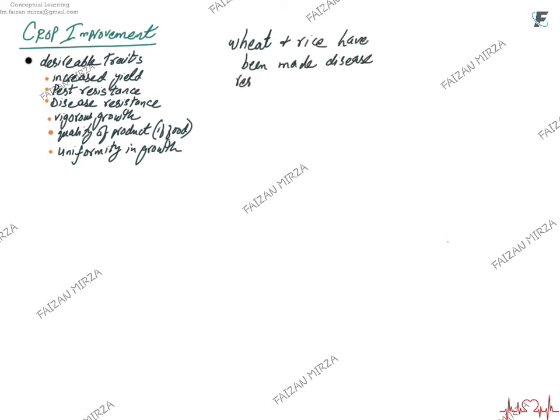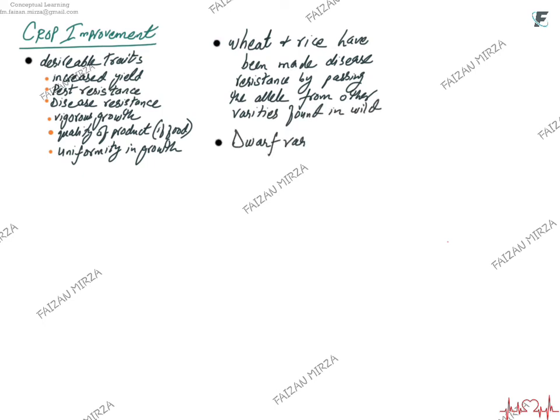So wheat and rice, over the years, have been made disease resistant by passing favorable alleles from other varieties of these species which are found in the wild. And the dwarf varieties of plants can grow tall upon getting gibberellins. We already have discussed gibberellin in one of the previous topics.